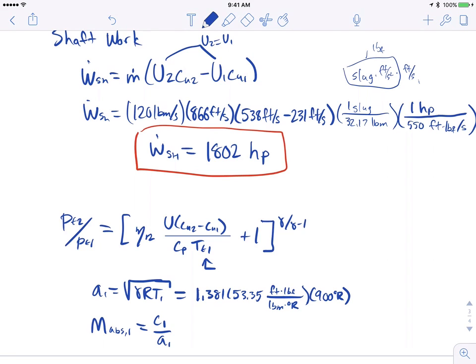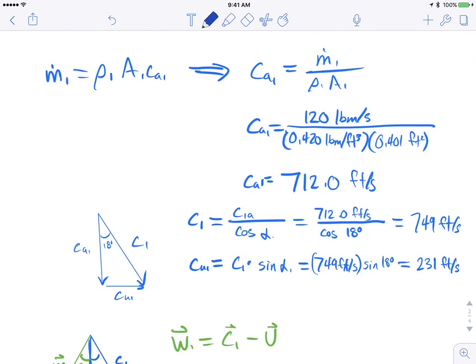Then to get our units straight, we need to convert our pounds force over there. We're going to just multiply by 32.17 pounds mass feet per second squared per 1 pound force. So that'll leave us with units of feet squared per second squared inside our radical, and we can get that our speed of sound is 1,461 feet per second.